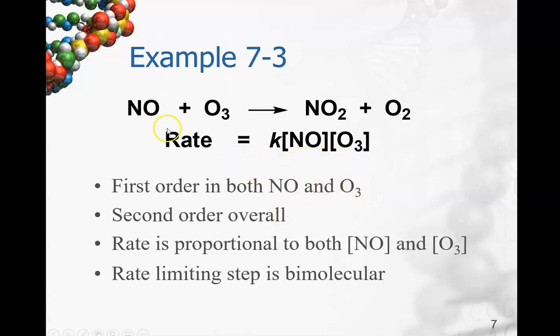So here I have the reaction of NO plus O3 gives NO2 plus O2. Again, it's first order in NO and first order in O3, so the rate is proportional to both NO and O3. It's second order overall, and again, I don't have the mechanism of this reaction, but I know that it has to be bimolecular, and I know that it involves the collision of an NO and an O3. And that's the slow step, because the slow step will determine the rate of the overall reaction.